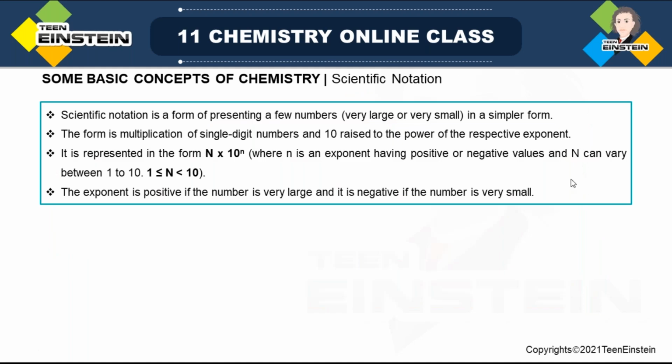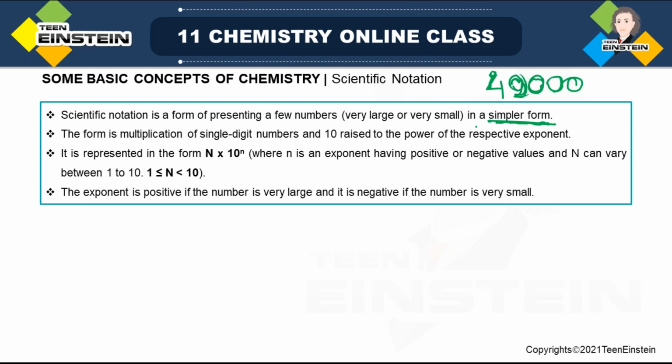Scientific notation. Scientific notation is a form of representing numbers in a simple form. But why is it required? What is its significance? Suppose I'm saying any number, suppose 40 or 4. It is very simple. But if I am saying it is 400, so it is a very large number, right? So in this case, rather than writing it in this way, we can write it in a different way.